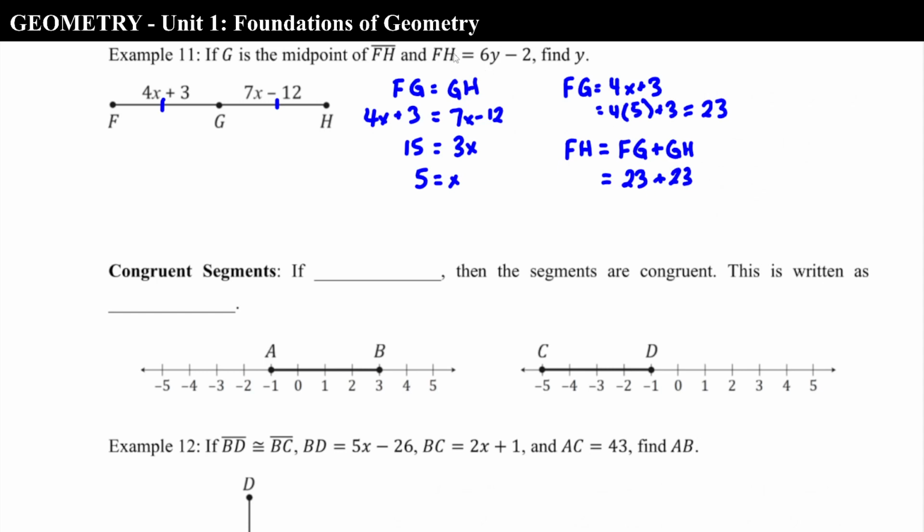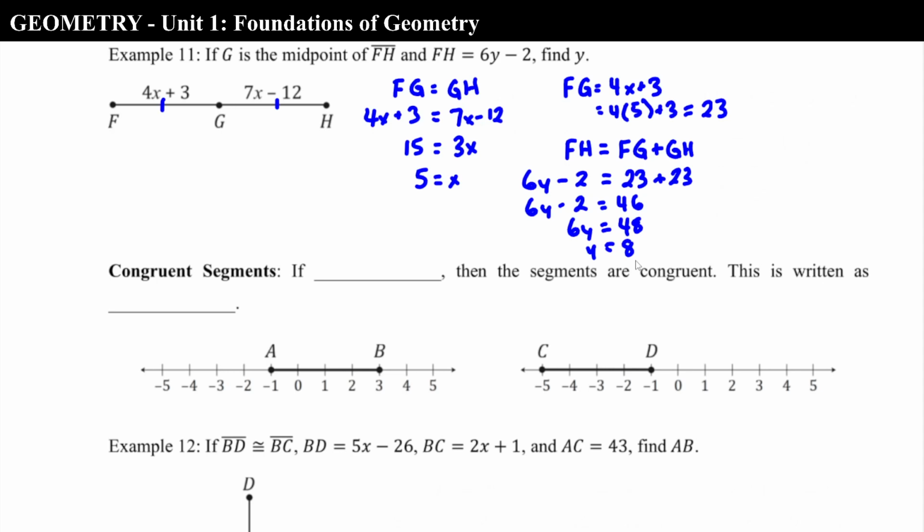We also know that FH is 6y minus 2. So from here, we can simply solve for y. So 23 plus 23 gives us 46. So we'll do that step. If we add 2 to each side, we get 48, and then 48 divided by 6, y equals 8.